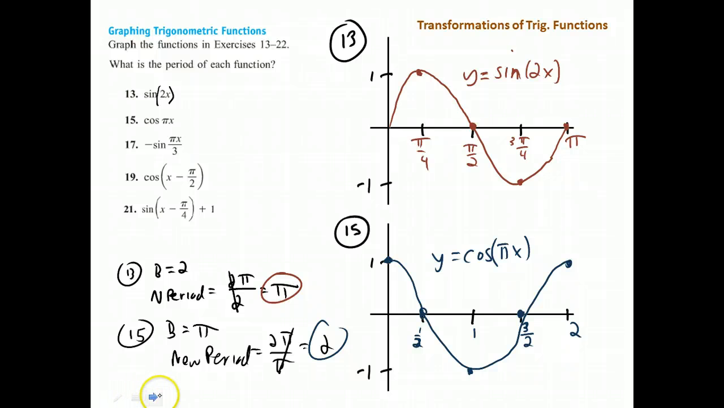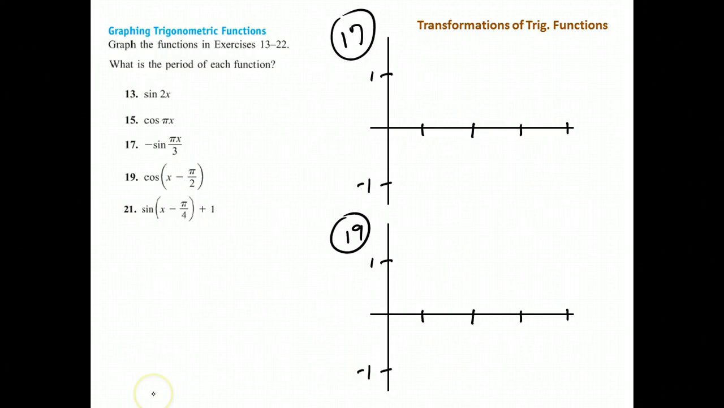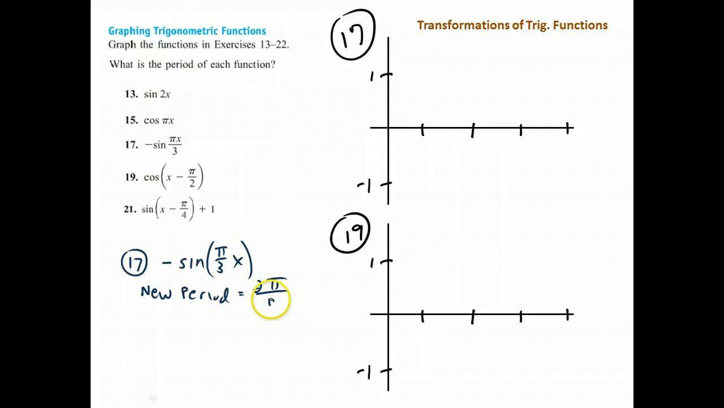Okay. Now let's do some combining. In 17 we have negative the sine of pi over 3 x. So the period is going to be 2 pi over pi over 3. That's 2 pi times 3 over pi. It's going to be 6.